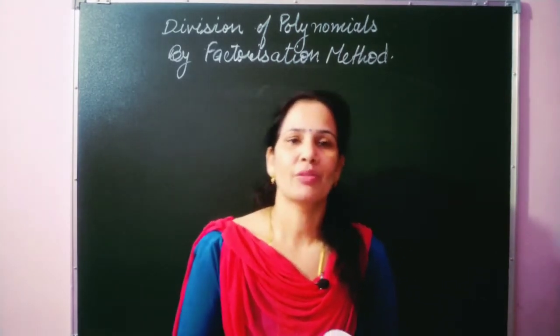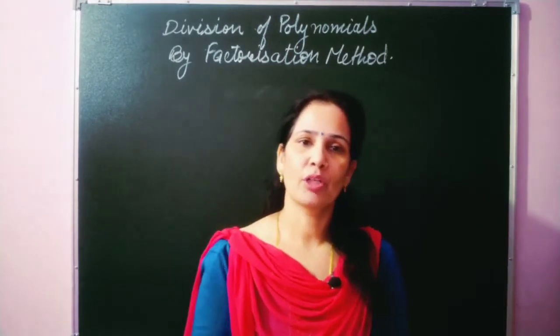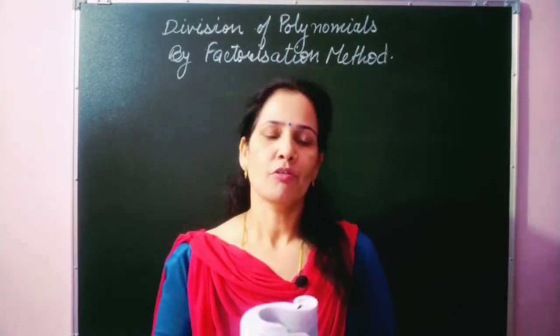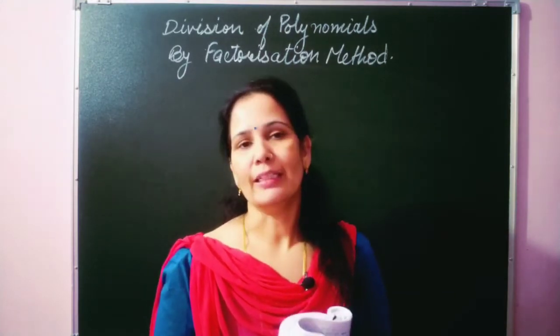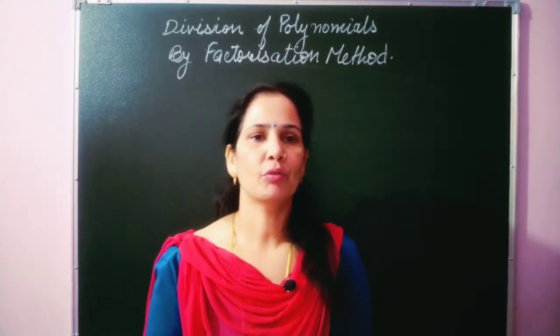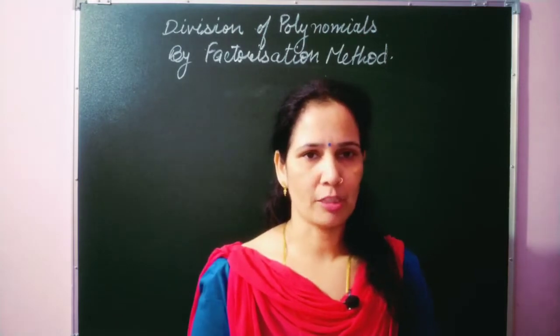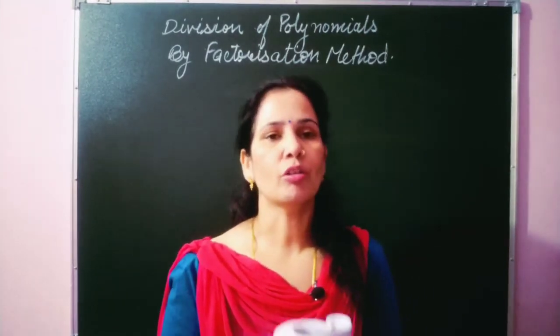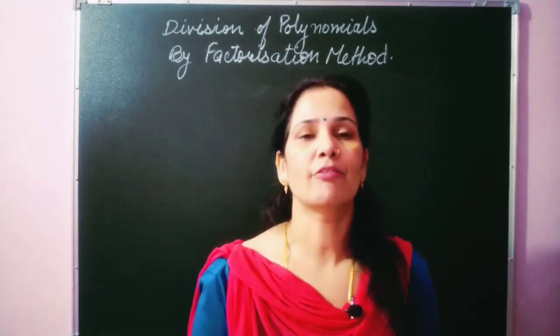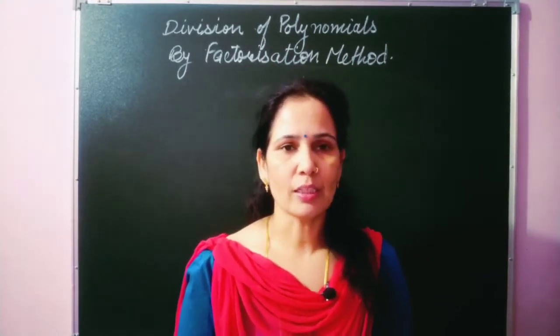So in this method, students, whenever we are going to divide a polynomial by another polynomial, first of all you have to make the factors of the dividend and divisor, and then cancel the common factor if it is possible. The factors which cannot be cancelled are the final answer. So let's start.